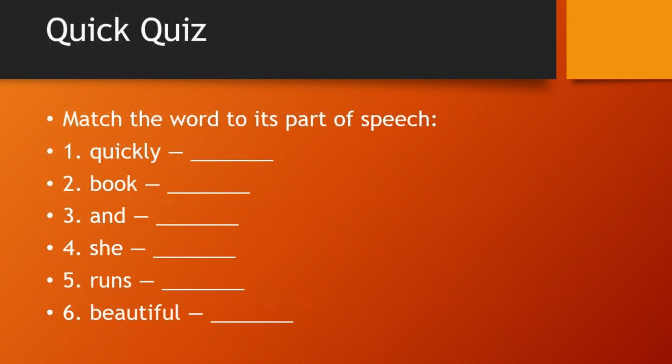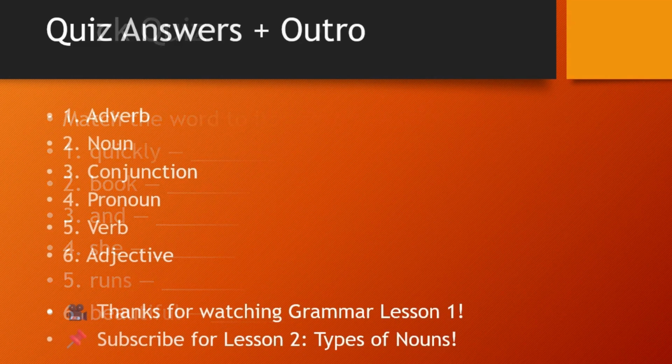Alright, it's quiz time. Match each word to its correct part of speech. I'll read them out, take a few seconds to think. Ready? Let's go. Quickly, book, and, she, runs, beautiful. Pause the video if you need more time. Here are the answers. Quickly, adverb. Book, noun. And, conjunction. She, pronoun. Runs, verb. Beautiful, adjective. How many did you get right?